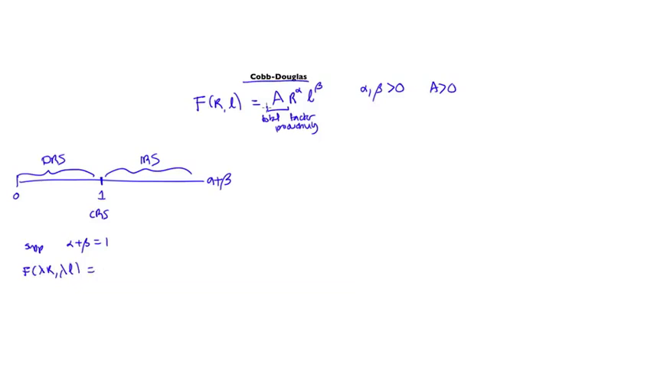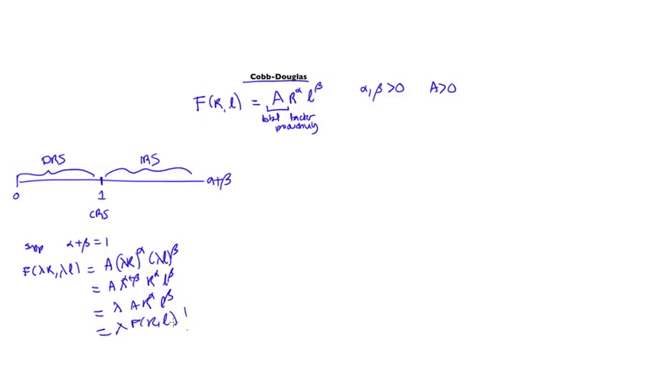Substituting into the formula, we get that this is just A lambda K, because you scale capital by lambda to the alpha, and labor lambda L to the beta. But this is just equal to A lambda to the alpha plus beta, K to the alpha, L to the beta. Alpha plus beta is 1, so this is just equal to lambda A K to the alpha L to the beta, but this is just equal to lambda F of K, L.